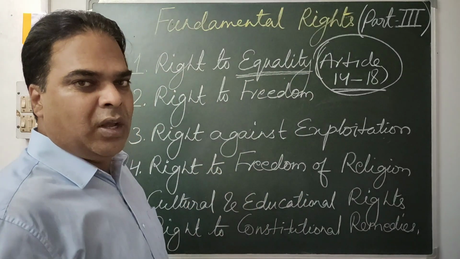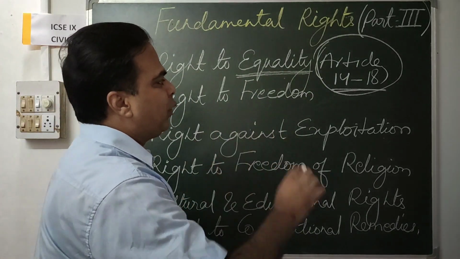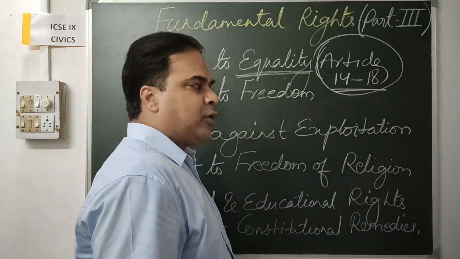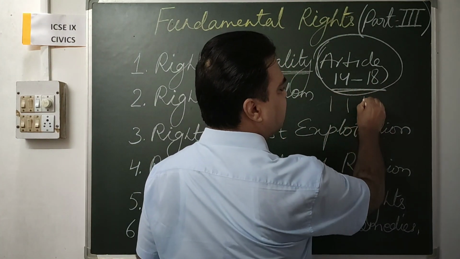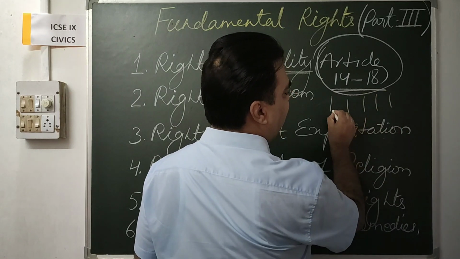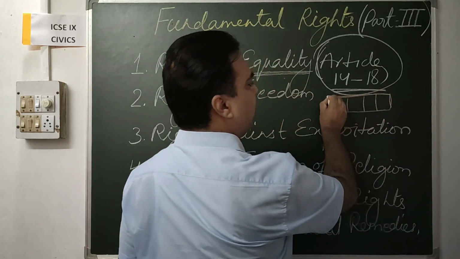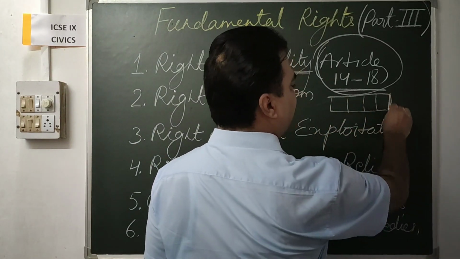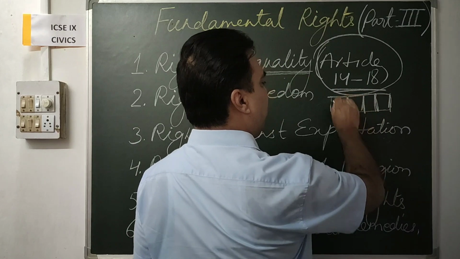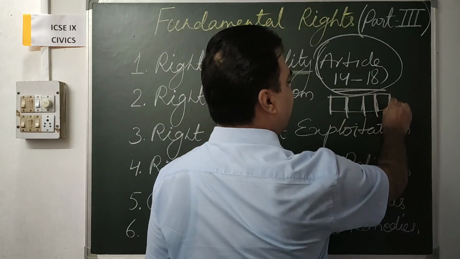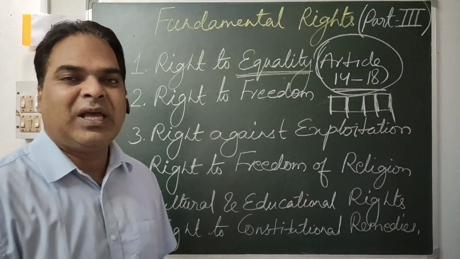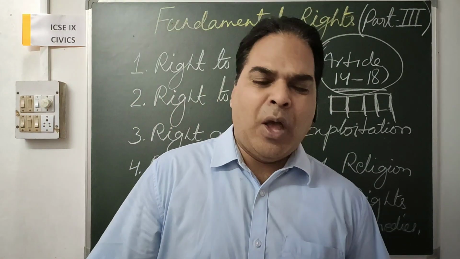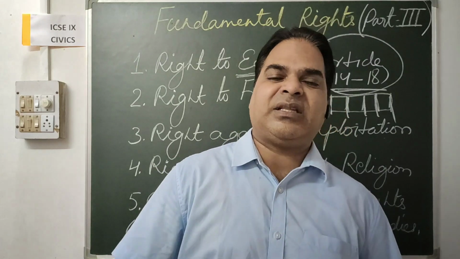It's not a big deal to understand, it's very simple. The right to equality is mentioned in Articles 14 to 18: 14, 15, 16, 17, 18. How many? Five. So these are the five rights mentioned under equality. On what basis are we going to get equal rights?